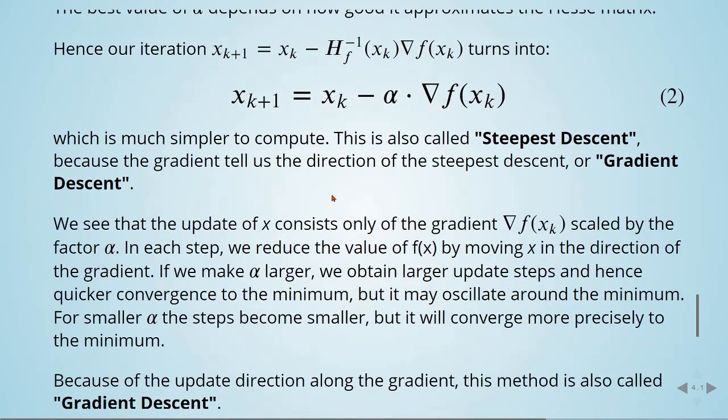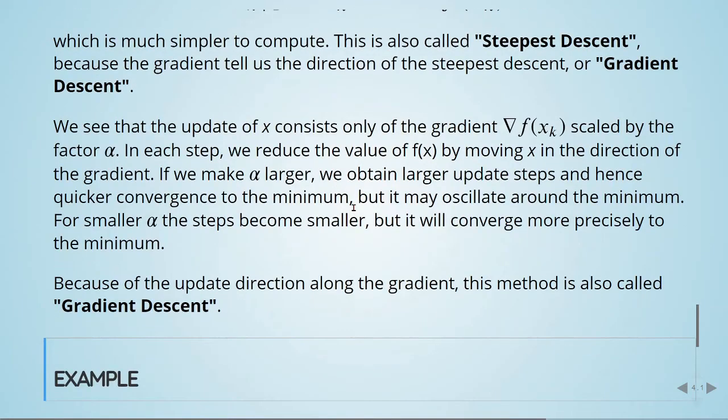We see that the update of x consists only of the gradient scaled by a factor alpha. So in each step, we reduce the value of f of x by moving x in the direction of the gradient. If we make alpha larger, we obtain larger update steps and hence quicker convergence to a minimum, but it may oscillate around the minimum. For smaller alpha, the steps become smaller, but it will converge more precisely to the minimum. Because of the update direction along the gradient, this method is also called gradient descent.